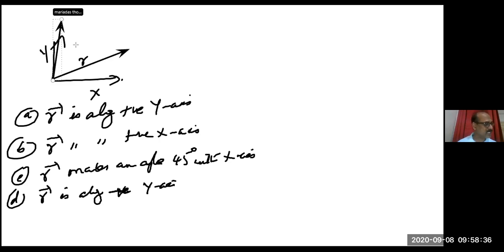Now tell me the answer. The component of a vector R along x-axis will have maximum value if R is along x-axis, right? Along x-axis it can have the maximum value. That's all. So which answer? B. Answer B. If they were asking for the maximum value of the y component, that would mean positive y-axis. Clear? So the answer is B.